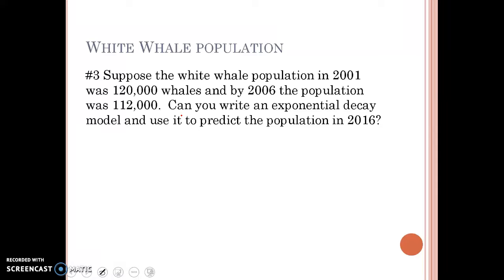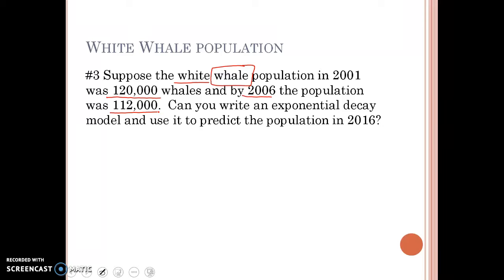So let's say that the whale population, that's been something of concern for a lot of people. So we have white whales. And again, I'm making this up. I have no idea what the actual numbers are. But let's suppose that in 2001, there were 120,000 whales. But by 2006, the population was 112,000. So it's reason to be concerned because the population had been decreasing, if that's the case.